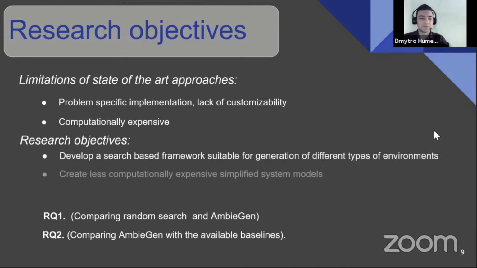So in our research, the goal was to find a way to calculate the fitness function in a cheaper way, and also find a representation which will allow generation of different types of scenarios. And we formulated the following research questions: comparing our implementation with the random search, where our implementation we will refer to as AmbiGen, and also comparing it to the available baselines.